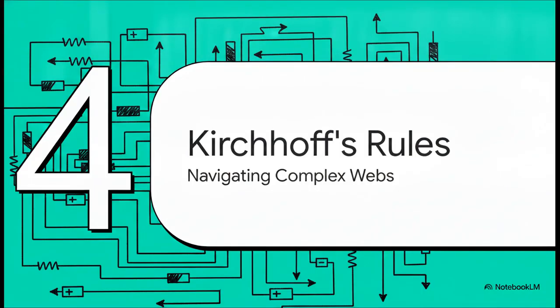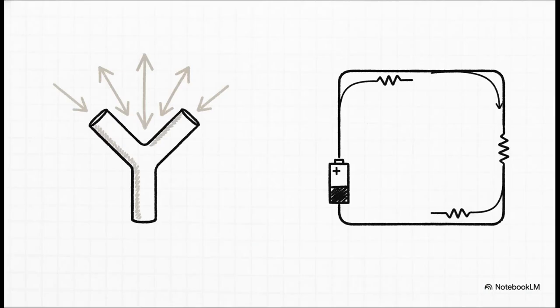Section 4. Navigating Kirchhoff's rules. Now, Ohm's law is absolutely fantastic for a simple loop. One battery, one resistor. But what happens when circuits turn into these complicated webs with multiple batteries and intersecting wires? When things get that messy, we rely on Kirchhoff's rules. These are built on 2 fundamental laws of physics.